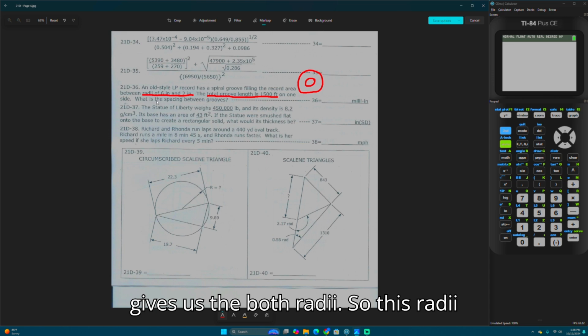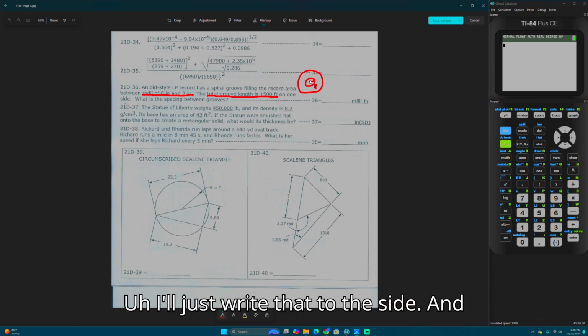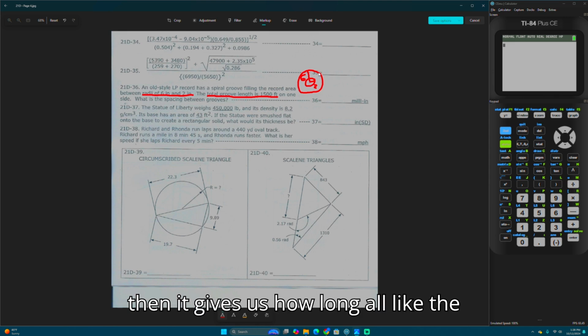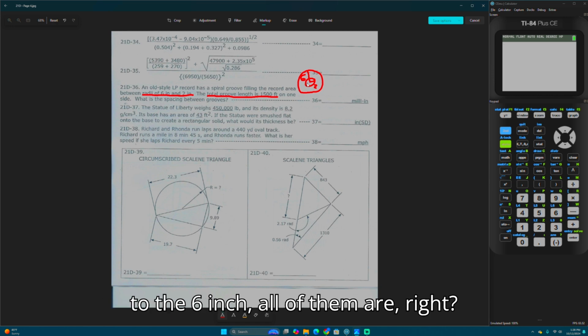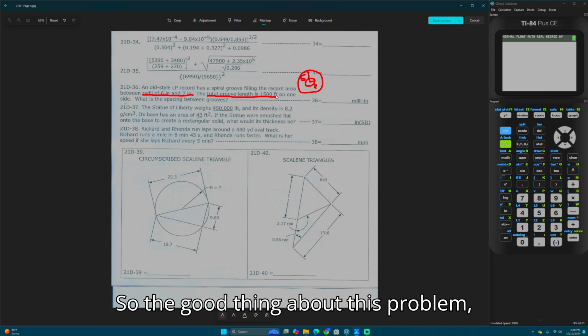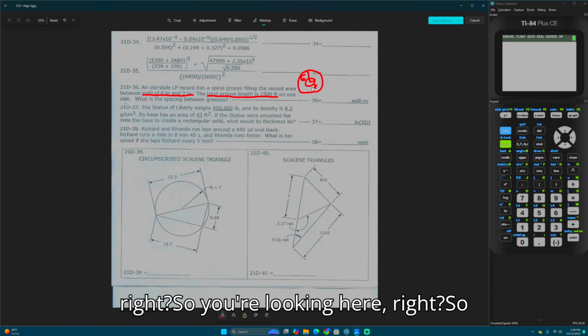So, it gives us both radii. This radius right here is 2 inches. I'll just write that to the side, and that right there is 6. Then it gives us how long all the combined circumferences from the 2-inch to the 6-inch are. The good thing about this problem is that we can assume that all of the circumferences have a radius of 4, right?